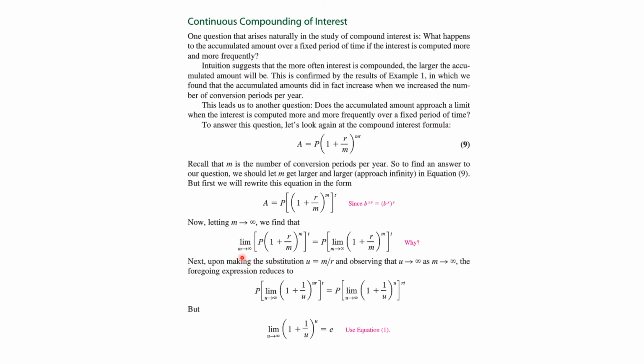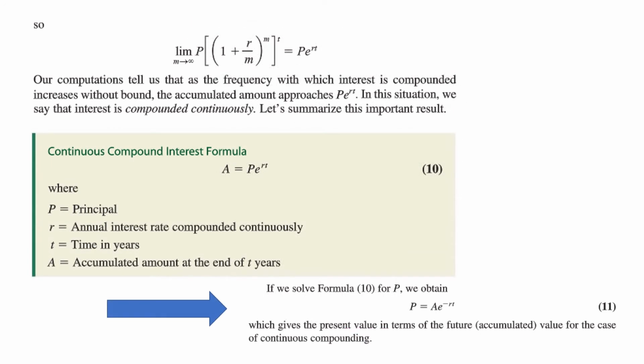Now, using properties of limits and the fact that the initial principal is a constant, we can get this, and we can continue to work through it, and we can have that this amount, the limit as M goes to infinity, is the same as this expression, and this piece of it is e. So that means the limit as M goes to infinity of this continuous compounding is P e to the rt.